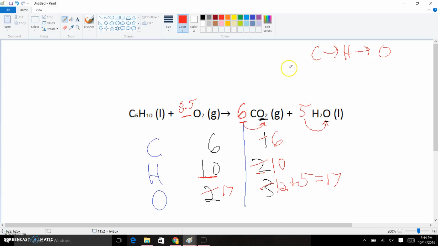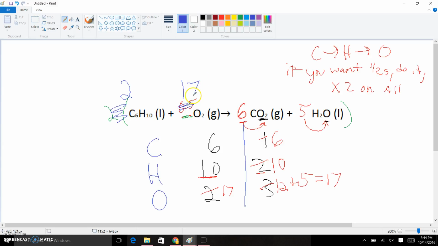If you want halvesies, in other words, if I want to put in 8.5, then do it, because then you're going to multiply everything by 2. So now, if I follow my rule, if you want halvesies, do it. I got it in there. Now I'm going to multiply everything by 2. That means this whole equation by 2, which means now I've suddenly got 2 C6H10s. 8.5 times 2 is 17 O2s. 6 times 2 is 12. 5 times 2 is 10. And if I go with this, this is a balanced equation.